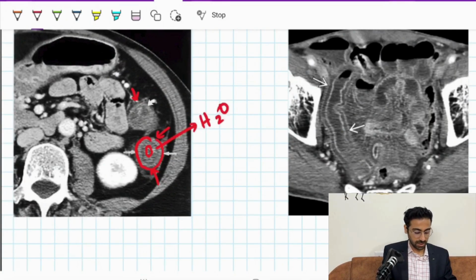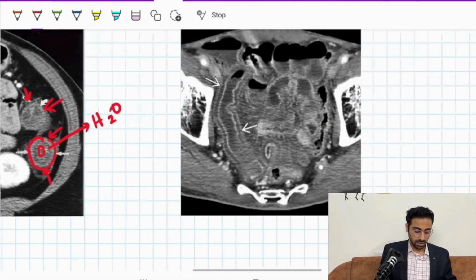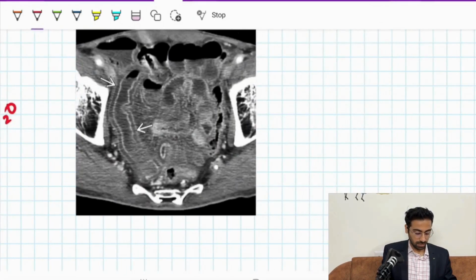A similar appearance is seen here in the transverse colon. This is another patient. Now look at the serosa. It is showing hyperenhancement. Sorry, this was the mucosa. Next come to the serosa. This is also showing hyperenhancement. In between these two, the mucosa and the serosa, there is water attenuation. So this is water halo sign, and this was a patient of radiation enteritis.